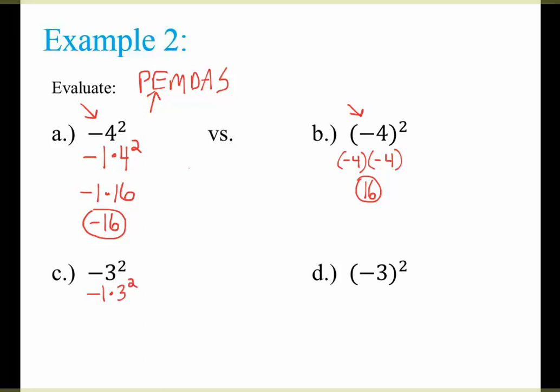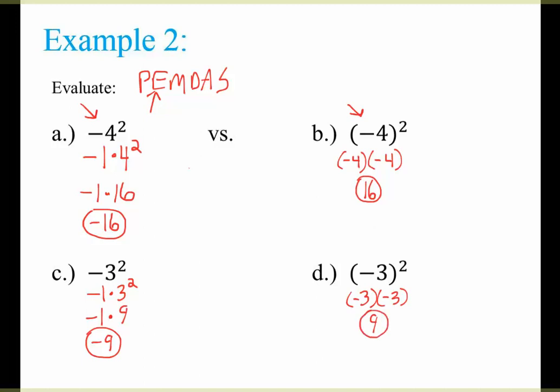And we do the exponents first. Negative 1 times 9. And the opposite of 9 is negative 9. Once again, that answer will always be negative. When parentheses are involved, we're going to have to do some replication here. So on letter D, this is negative 3 times negative 3. Negative times a negative is a positive.